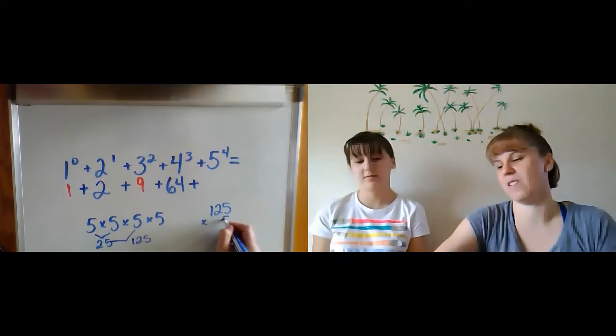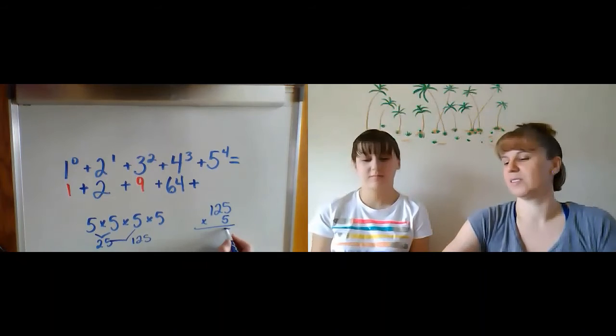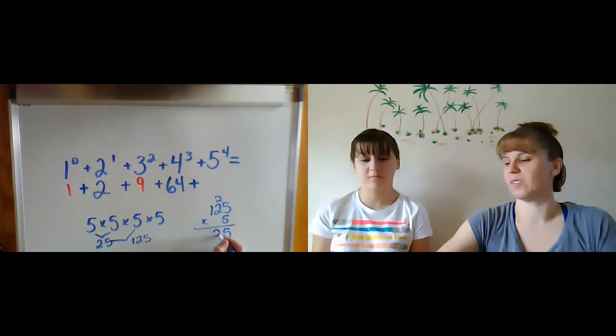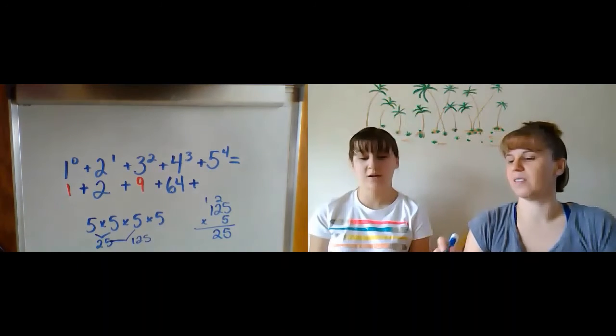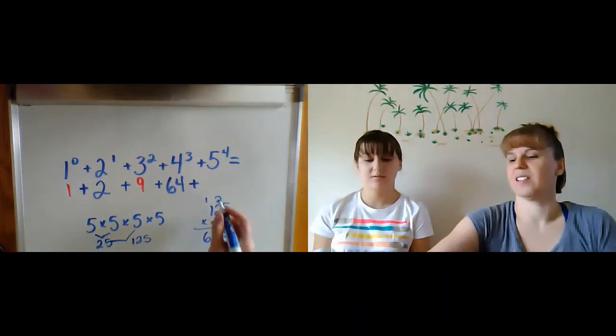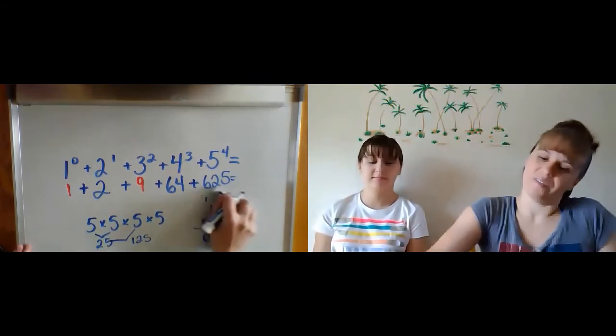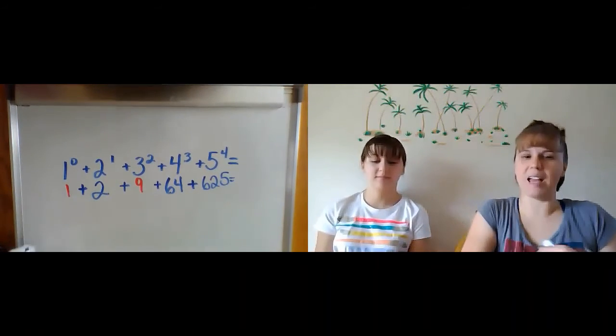125 times 5. What's 5 times 5? 25. What's 5 times 2? 10. Plus 2, 12. 5 times 1? 5. Plus 1, 6. 625. Okay. Now we're ready to add all that up.